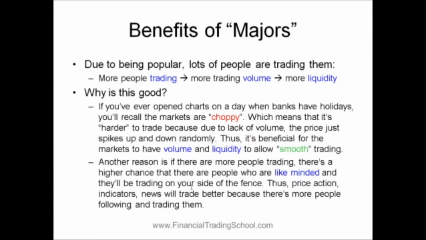The price just spikes up and down randomly, thus it's beneficial for the markets to have volume and liquidity to allow quote-unquote smooth trading. Another reason is that if there are more people trading, there's a higher chance that there are more people who are like-minded, and they'll be trading on your side of the fence. Thus, price action, indicators, news, etc. will trade better because there are more people following and trading them.